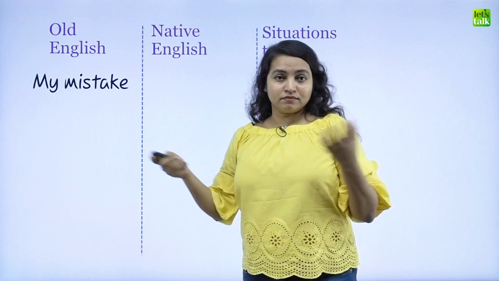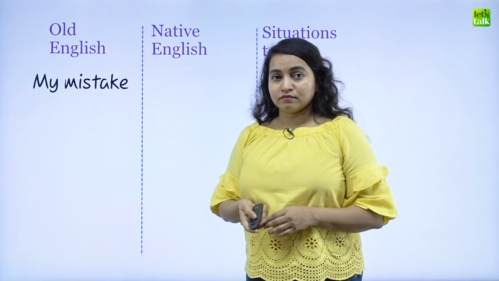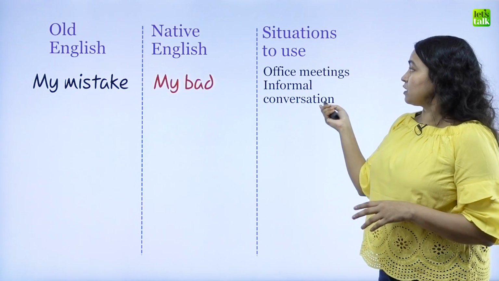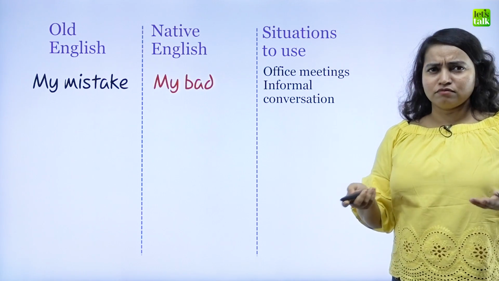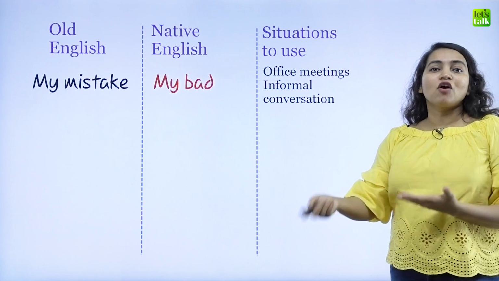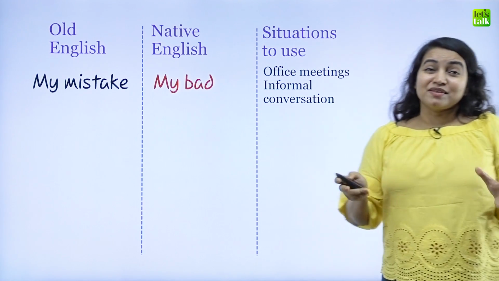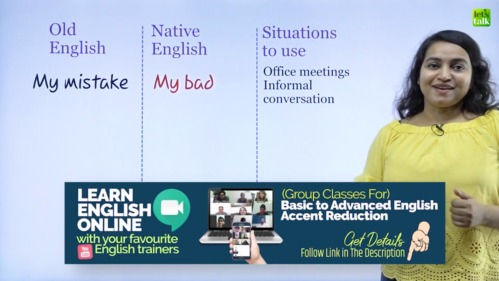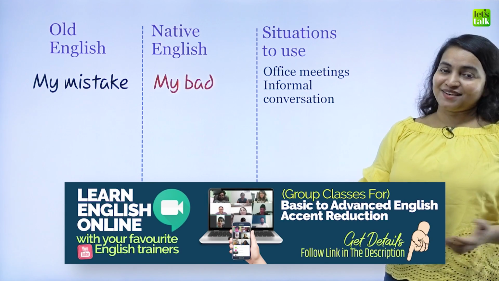A very common phrase, when you make a mistake, what do you say? My mistake. You could instead say, my bad. And when do you use it? Let's say you are in an office meeting. If you made an error, you could say, hey, my bad. Or let's say you are in an informal conversation with a friend or anyone you know, and you did something by mistake. Instead of saying, my mistake, you could say, oops, my bad. So those are native English ways of admitting to your mistake.